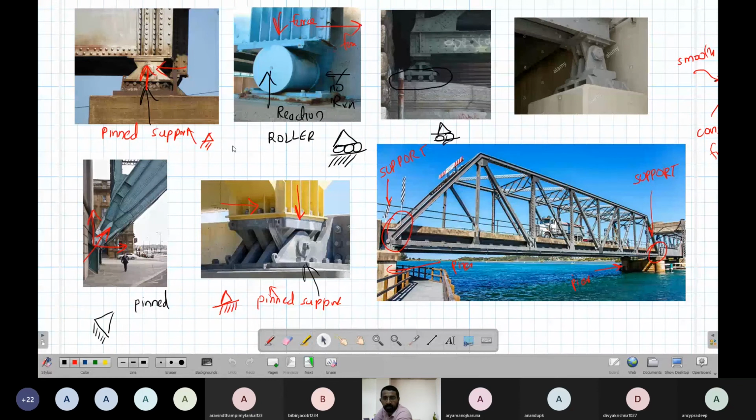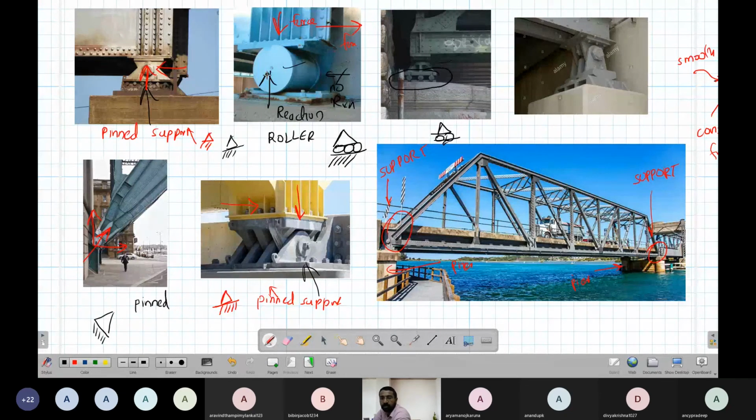It is represented like this, a triangle. This is a pin support. The second type of support is the roller. These are roller supports. A roller will freely allow horizontal motion, but it will prevent vertical motion. It is generally denoted like this, a triangle with a roller on the ground. So this is a roller.